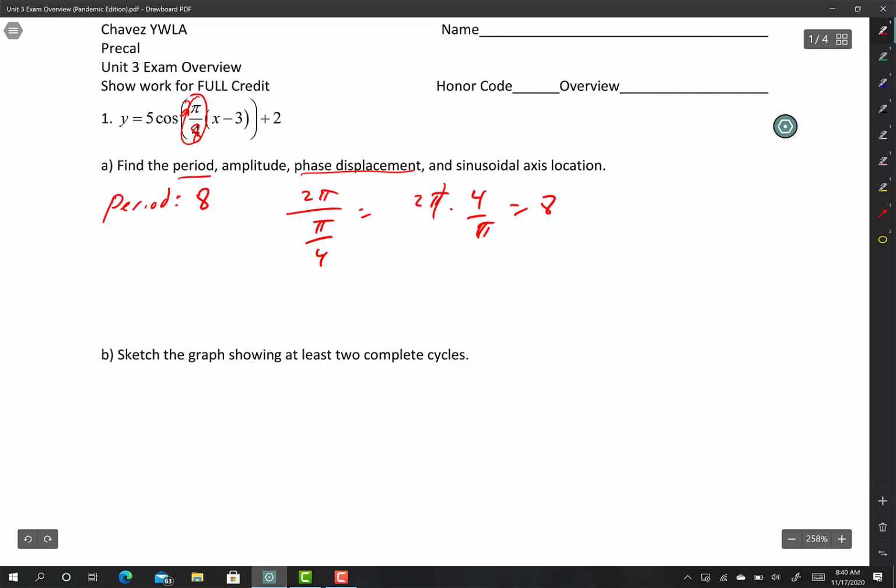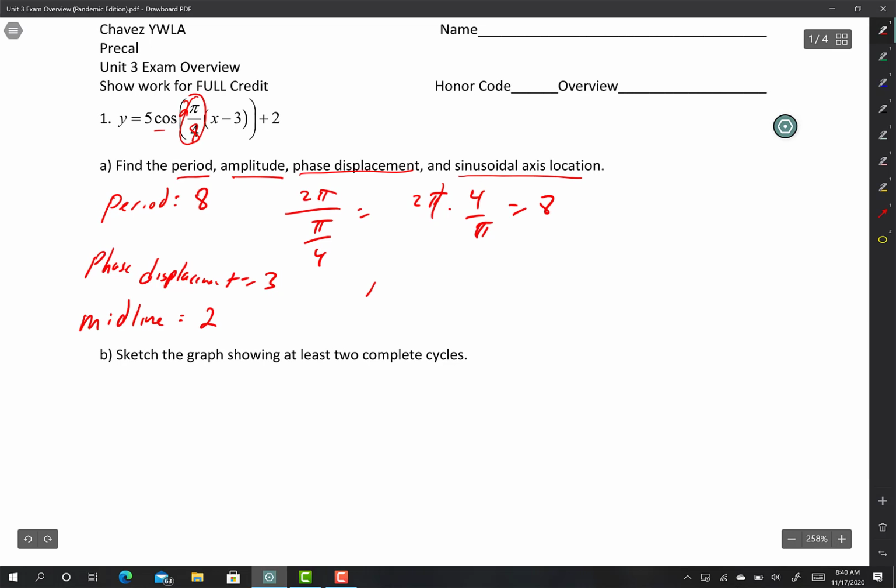The phase displacement, we're using cosine, so the phase displacement is going to be 3, to the right if you want to be specific. The sinusoidal axis location, it's also called the midline. You can call that 2. And I'm surprised, oh, the amplitude we're missing. The amplitude is just simply 5. And there it is.